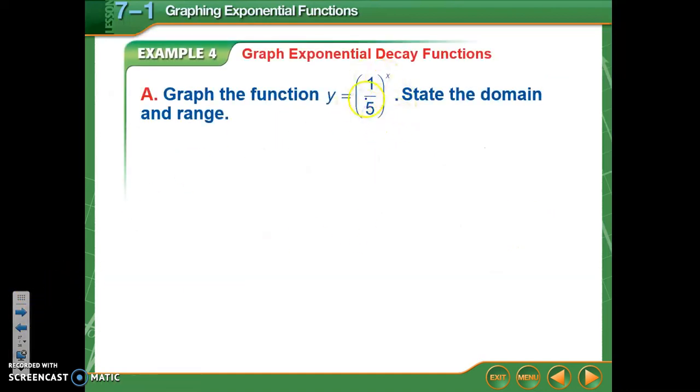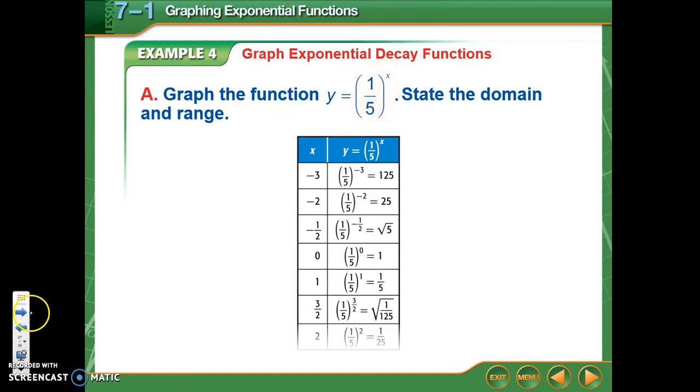So let's take a look at this function. y equals (1/5)^x. So here's my table of values. Again, remember, (1/5)^-3, when I plug in -3 for x, that is a reciprocal, so that makes it 5^3. That's where we get 125. Then I go down to 25, then to the square root of 5, then to 1, because here they're plugging in -1/2. Then I get 1, 1/5, and so on. You can see as they're plugging in along the way.